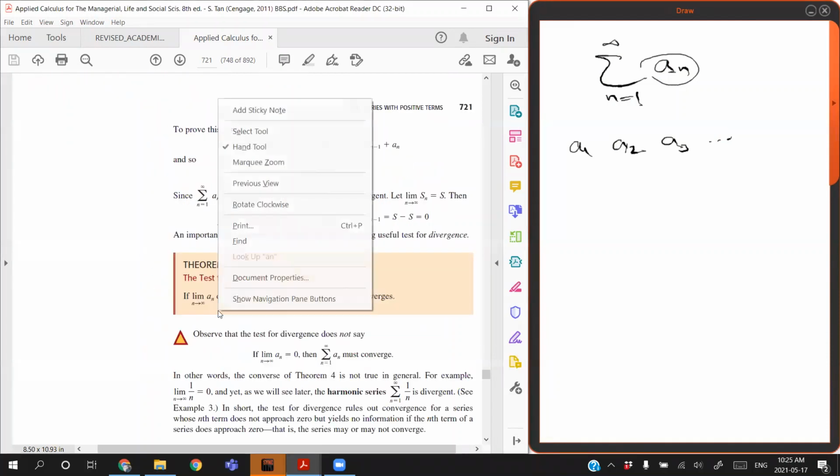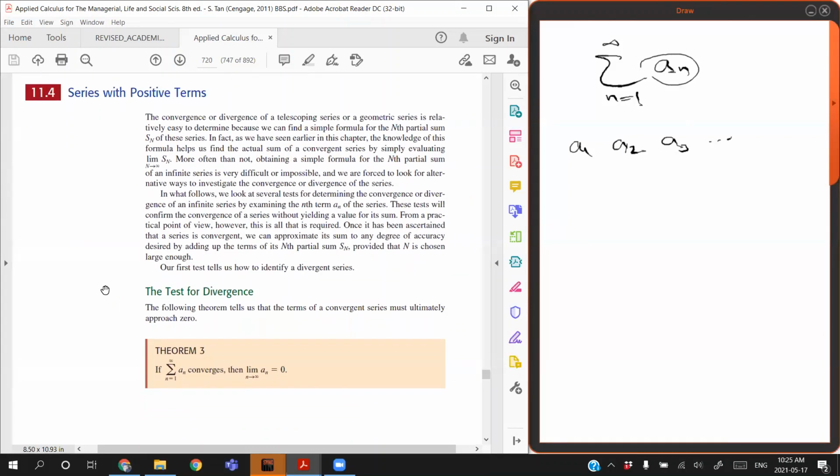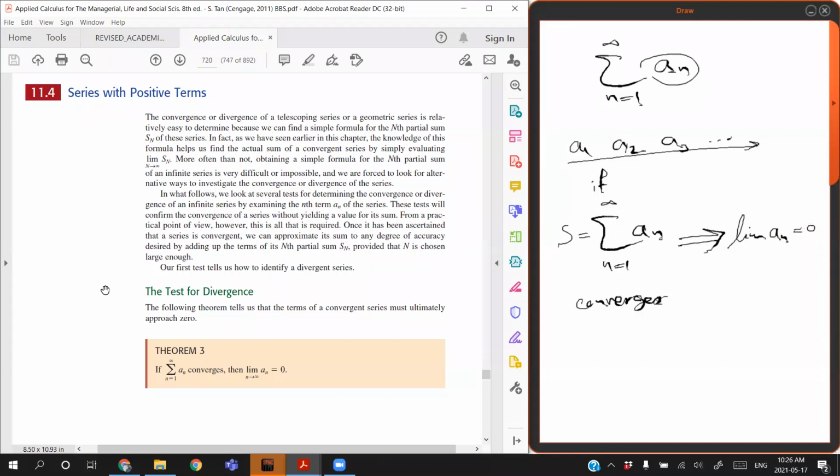The first theorem that you have is theorem 3, which says if you have a series sigma a_n, from 1 to infinity, let's call that S. If this series converges, then the limit of a_n, and a_n is the values of this sequence that builds the series, would be exactly 0.